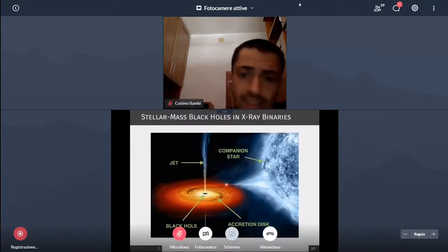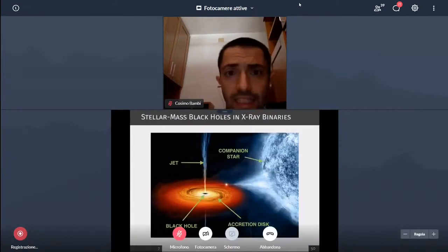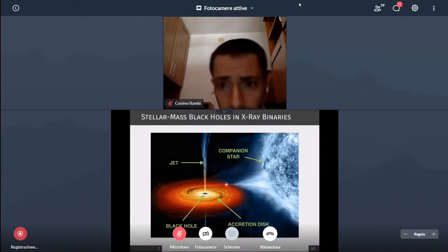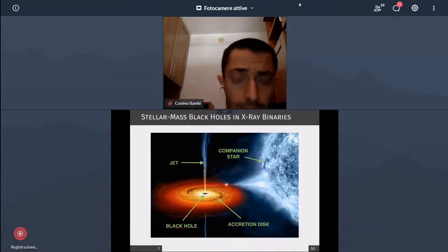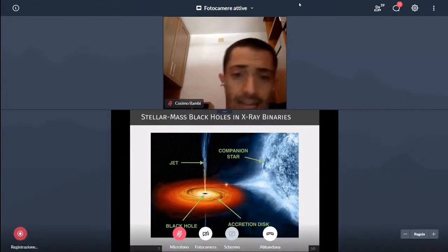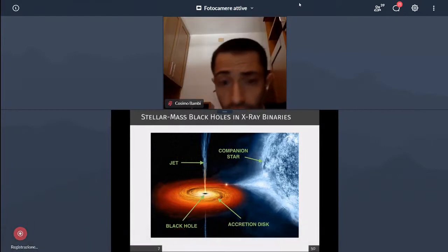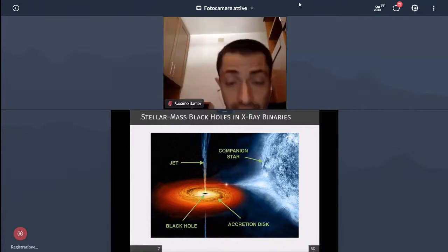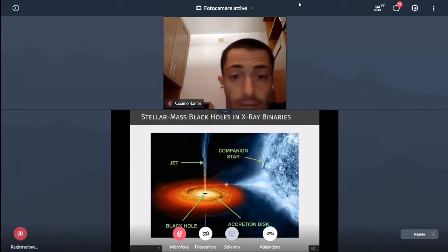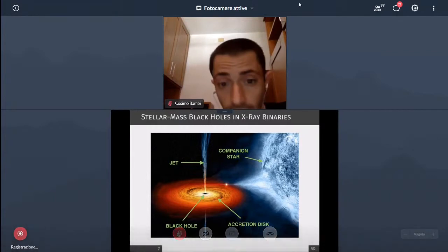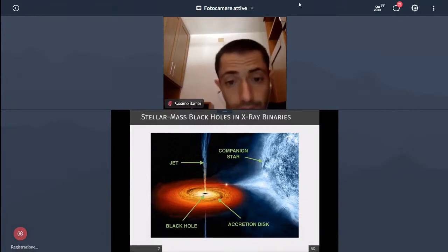This is an artist's picture of a stellar mass black hole. Actually, it should be Cygnus X-1. So you have a companion star and a black hole. The black hole strips some material from the companion star, and you have the formation of an accretion disk. The gas loses energy and angular momentum, so it falls onto the gravitational potential of the black hole. And what we want to study in the end is the radiation emitted from the very inner part of the accretion disk, where gravity is strong.